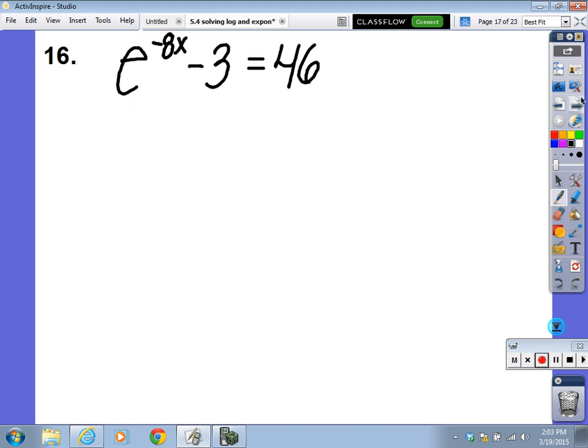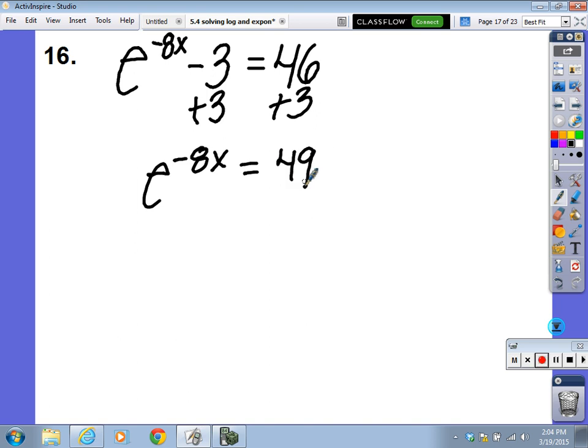Okay, so number 16. We have e to the -8x minus 3 is equal to 46. Before we can undo e, we've got to get it by itself. We've got to isolate it. So I'm going to add 3 to both sides. So we have e to the -8x is equal to 49. And now it is isolated.